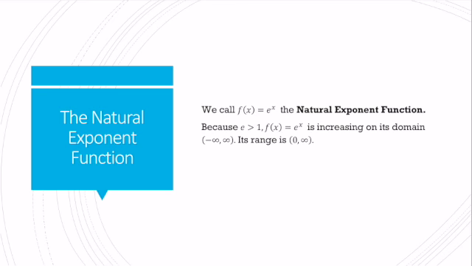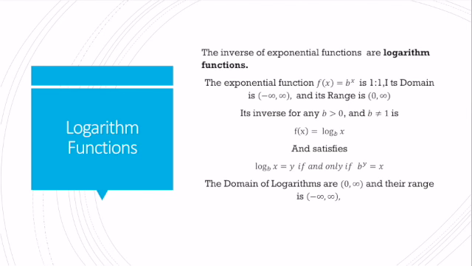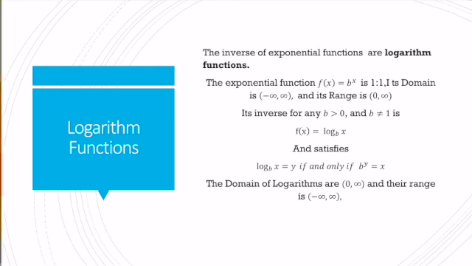We call e to the x the natural exponent function because e is greater than 1, it's increasing on its domain, and its range goes from 0 to infinity. The inverse of exponential functions are logarithm functions. Okay, so for example, the exponential function f of x equals b to the x is 1 to 1, its domain is negative infinity to positive infinity, its range is 0 to infinity.